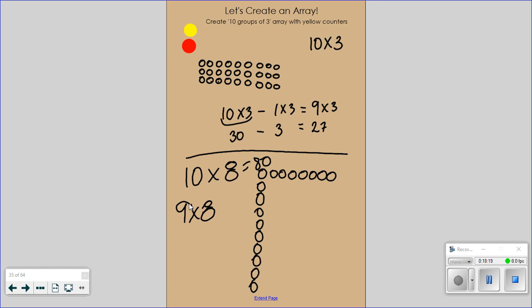What do I need to do to get to 9 times 8? If I have 10 groups of 8, how do I get that down to 9 groups of 8?